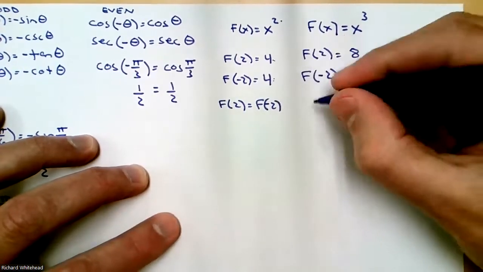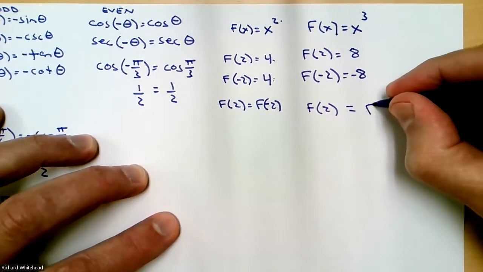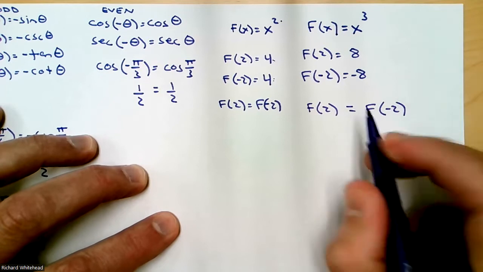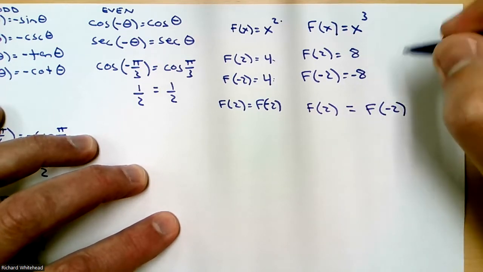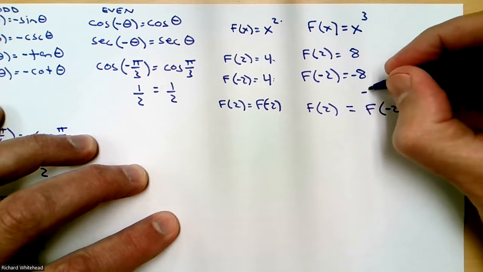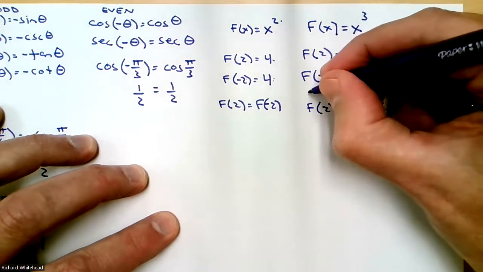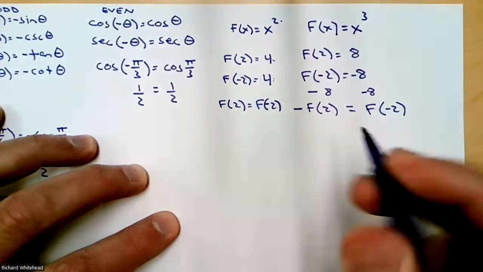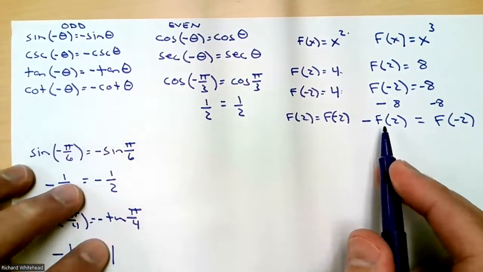So what are we saying here? Is f of 2 equal to f of negative 2? No, they're not equal. I have to put a negative in front of one of them. Like if I'm saying f of negative 2 is negative 8, f of 2 is positive 8. Well, to make them equal, I need to put a negative in front of that. So that goes back to giving me this right here.